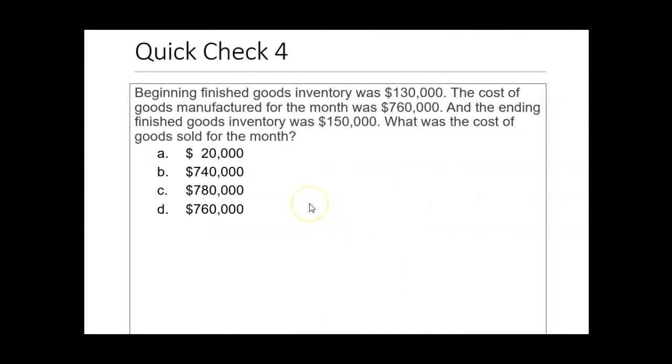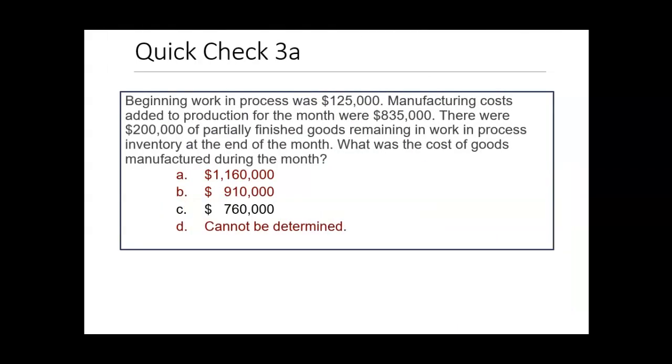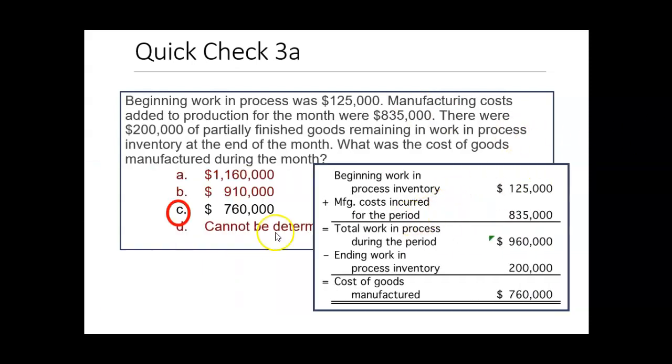Want another one? Okay. Beginning finished goods was $130,000. The cost of goods manufactured totaled $760,000. Go back. I'm sorry. Hold on. I'll do it again.